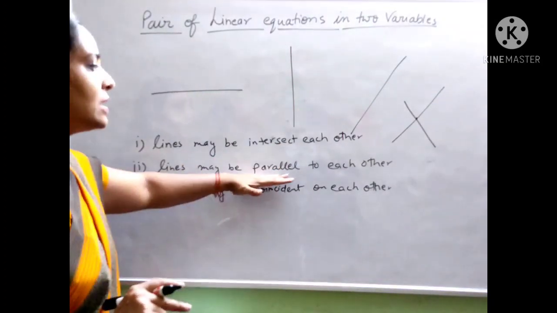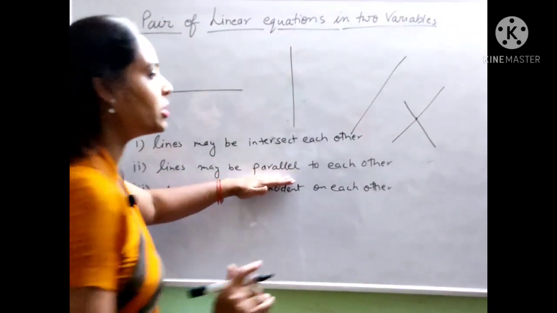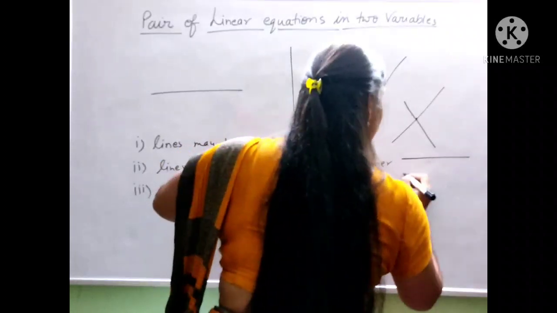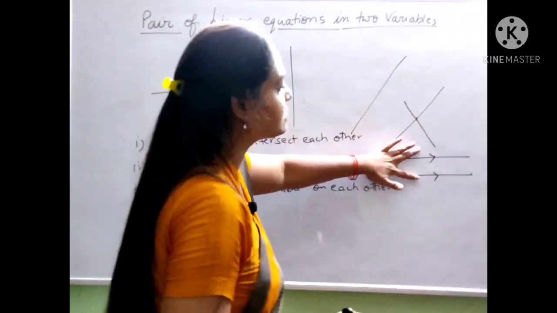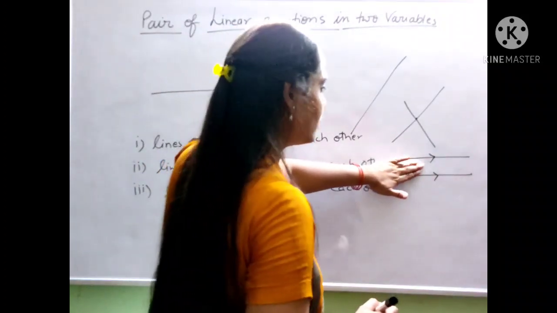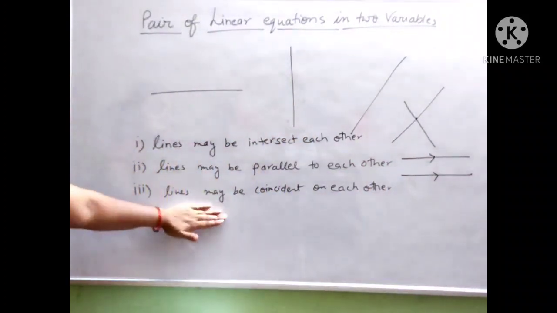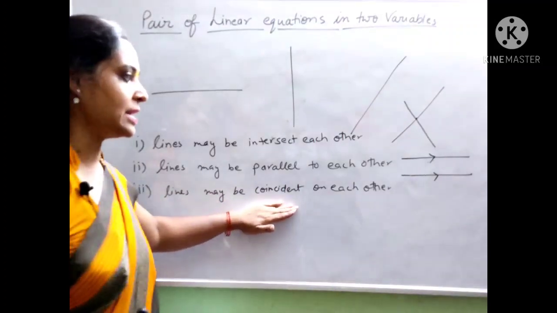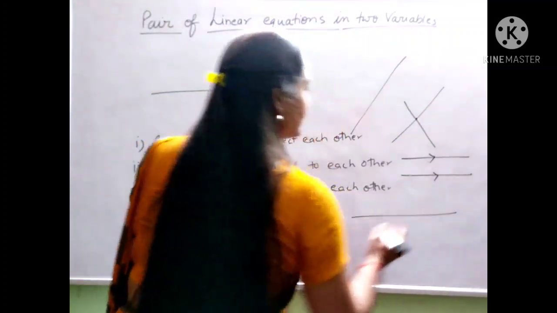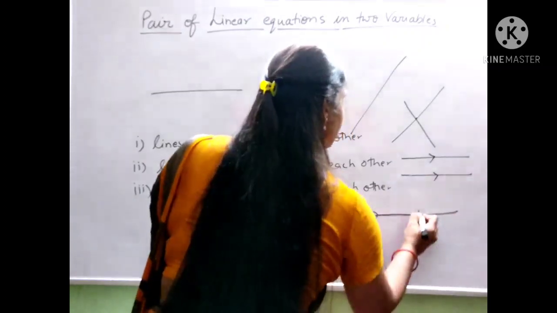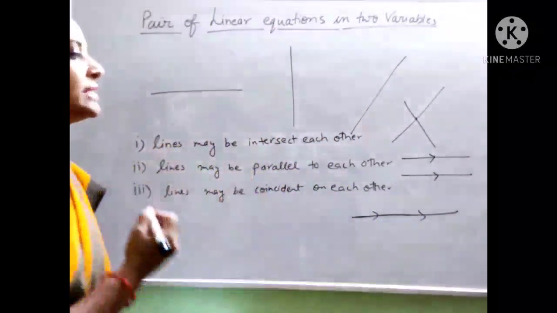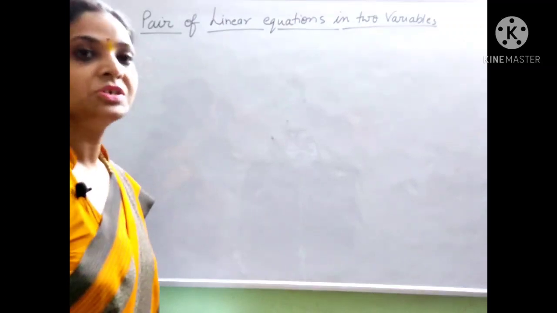If the lines are parallel, then there is no common point and they will not intersect each other, and the distance between two parallel lines is always the same. Next one is coincident lines. If a line lies on another line, then these types of lines are called coincident lines.